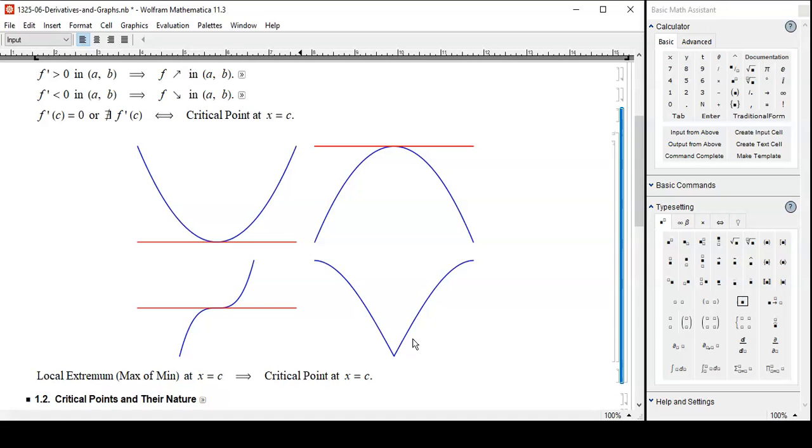Now, in some cases, you're going to get some nasty situation like this. Derivative does not exist. Here, to the left, we get this slope. To the right, we get the other slope. They are not equal, so the derivative does not exist. In that case, anything can happen.